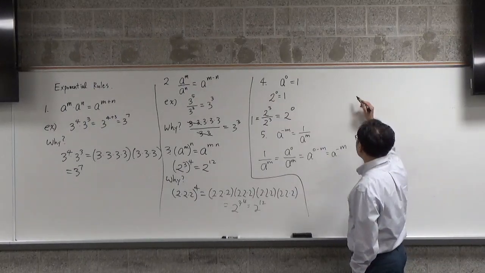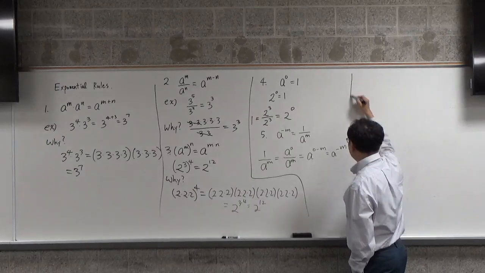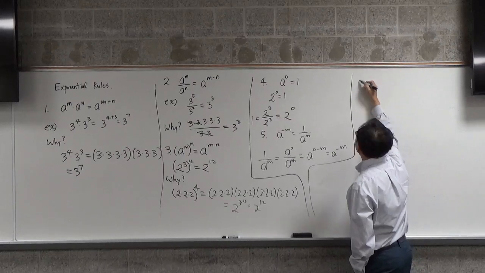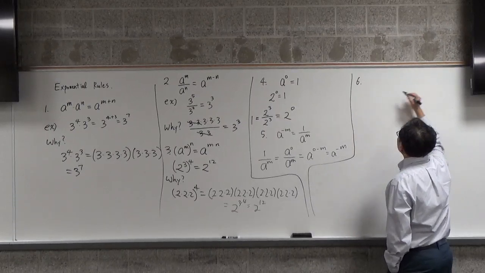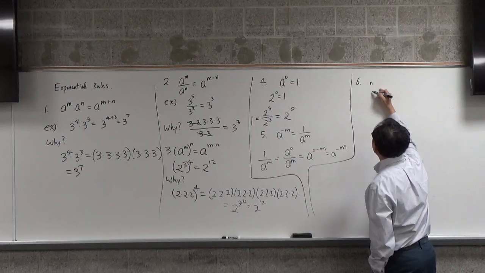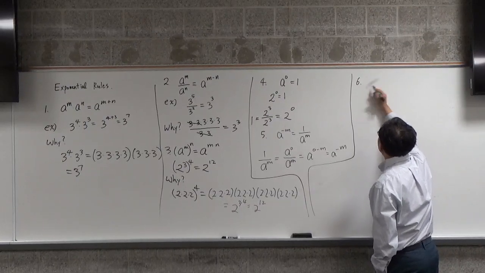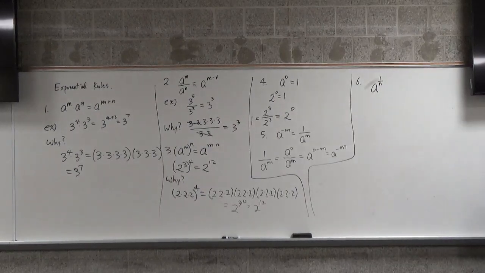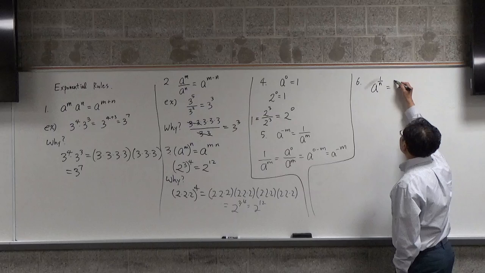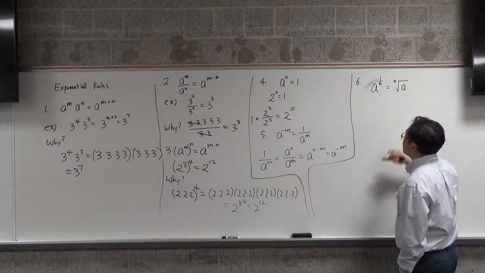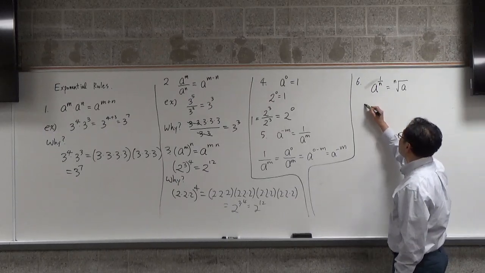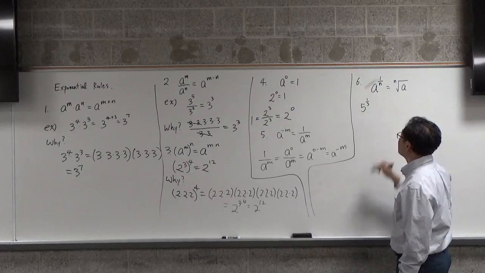All right. And then the last rule is probably the most complicated looking one, which is number 6. If you have a to the 1 over n, so this allows you to put fractions in the exponent. Okay? That's the same as the nth root of a. Now let's think about such an example. Say you have 5 to the 1/3 power.